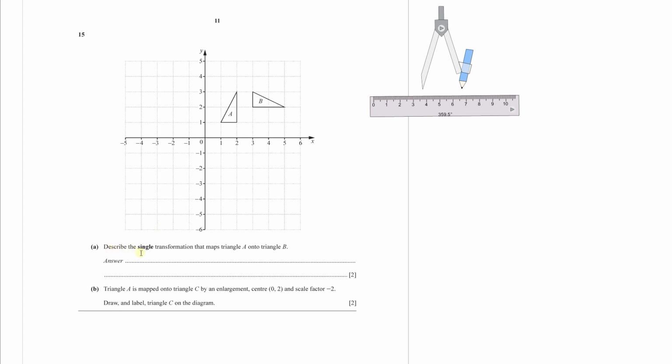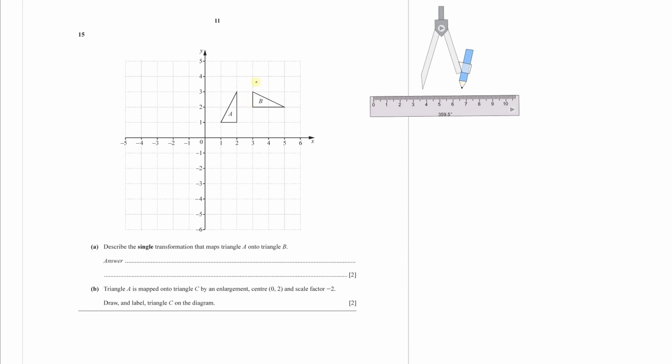Question number 15 is describe the single transformation that maps triangle A onto triangle B. So you have these two triangles here, and by looking at it, it seems like this is a rotation of 90 degrees in anti-clockwise direction, because this triangle is now rotated like this and rotated by 90 degrees. So the best way to solve these problems is to actually use your compass and your ruler to find the center of rotation, and then find the angle of rotation as well as whether it's clockwise or anti-clockwise.